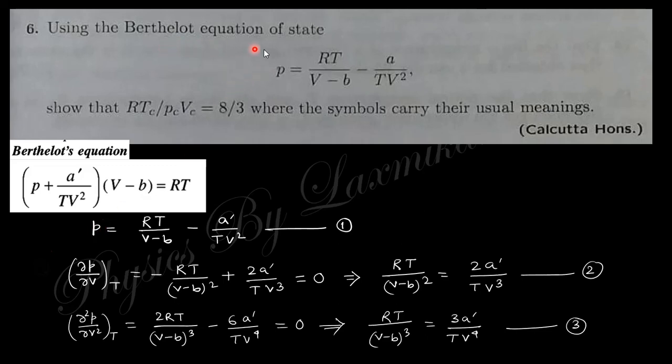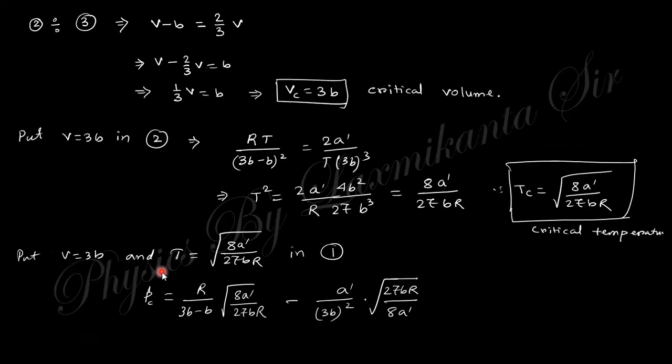This question says the Berthelot equation is given here. You show that this constant will be 8 by 3. This proof we already discussed in the previous lecture, in the solution for the Gurtu and Vasudeva Ghosh book, so I did not repeat this one. You can check this one. This is already discussed in the earlier session.